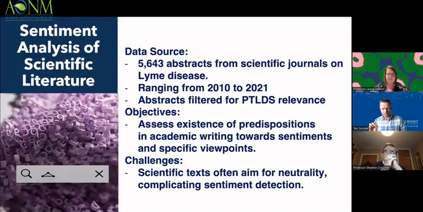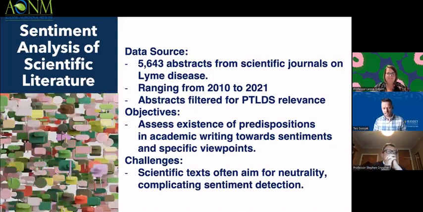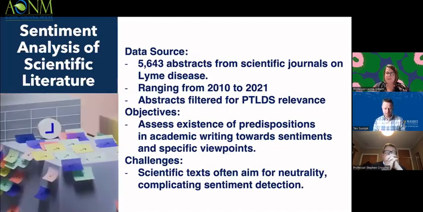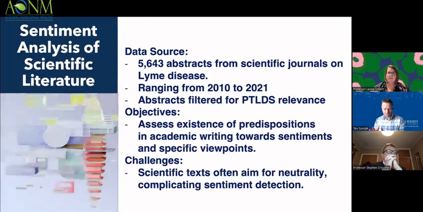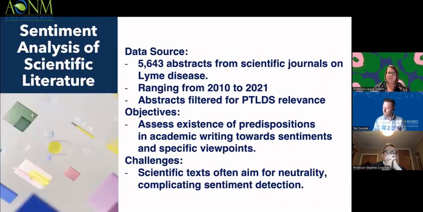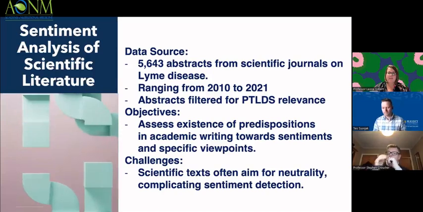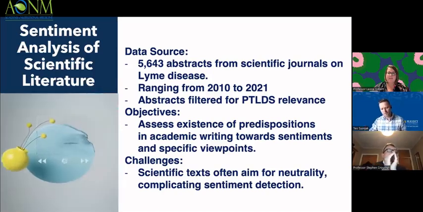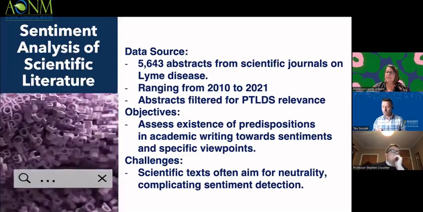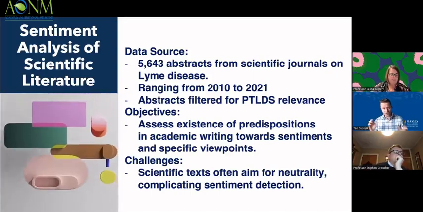What I'm going to show you is our filtering of those 5,600 abstracts to the abstracts that are only talking about post-treatment Lyme disease syndrome, PTLDS, the chronic Lyme disease, and show you some results that are very specific to abstracts and academic articles talking about this topic. What we're looking to see is, can we detect any sentiment in those papers that discuss this topic? And subsequent to that, are we able to extract viewpoints? Is there a stance that we can detect in an abstract that the authors are taking on this controversial topic of chronic Lyme disease?